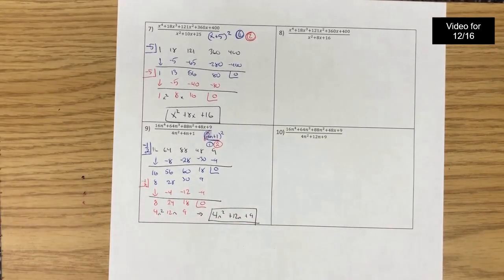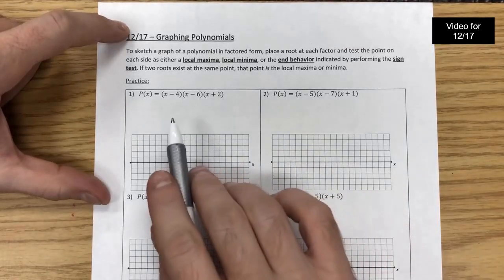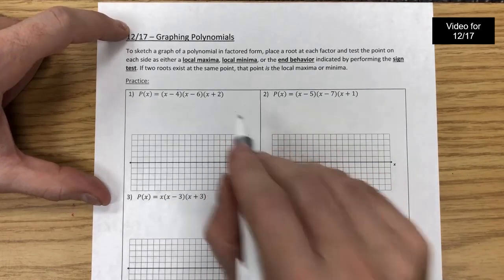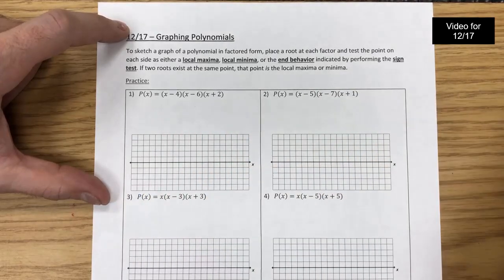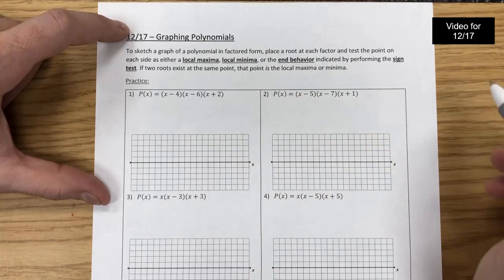There we go. So today what we're going to do is we're going to be graphing polynomials. Now we're not going to graph a true polynomial, meaning each point along the curve. We're going to be graphing what I like to call a skeleton graph, which is going to highlight the zeros along the graph, and then a couple interesting points like local maxima, local minima, and it's definitely going to tell us the end behavior.